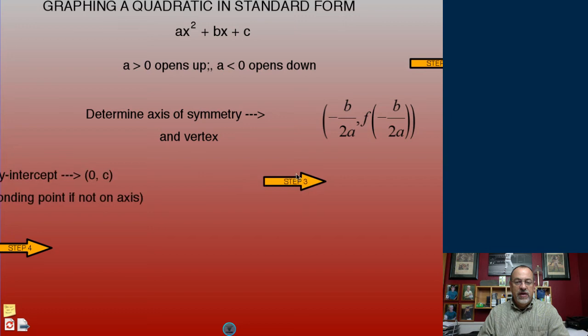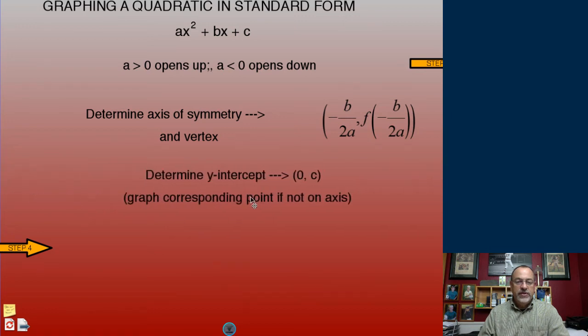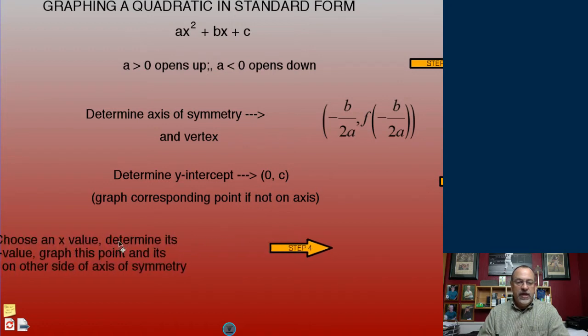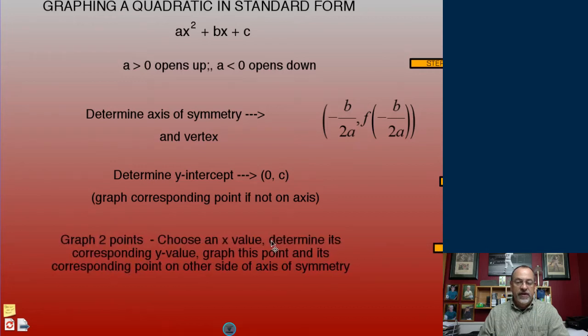Once I have that, I want to then graph the y-intercept, and that again is 0, c. And then once I've done that, I'm going to choose one point, an x value of my choosing, whichever I'd like to, put it into the expression, determine out its corresponding y value, graph that, and then graph the corresponding point on the other side of the axis of symmetry.